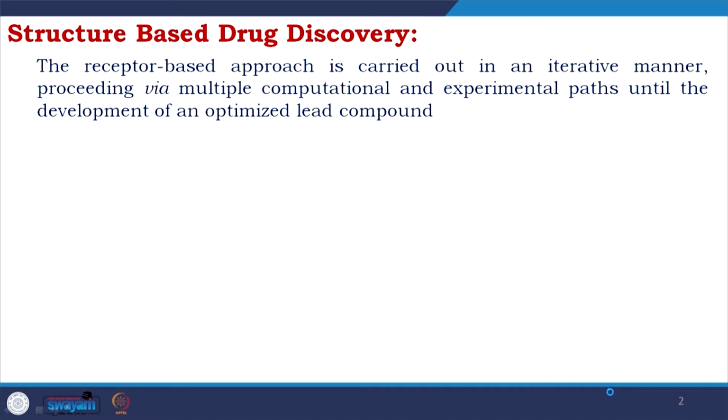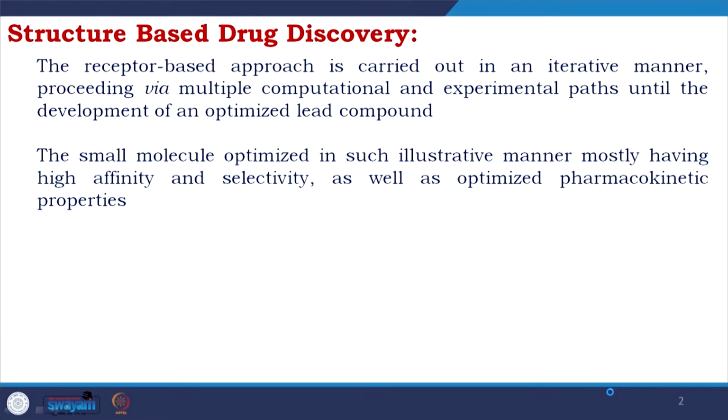So, in the receptor based approach, the structure based approach, we do iteration by combining the high resolution structural information along with the amazing advancement in computation. So, you call it structure based drug discovery, but the best way to call it is computer assisted structure based drug discovery. The small molecule is optimized in such an iterative manner, mostly having high affinity and selectivity as well as optimized pharmacokinetic properties.